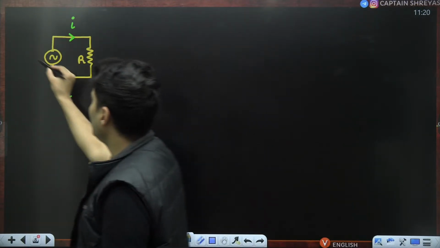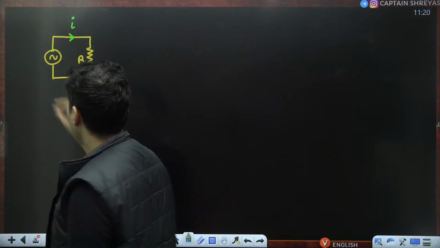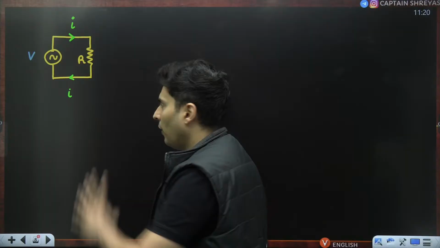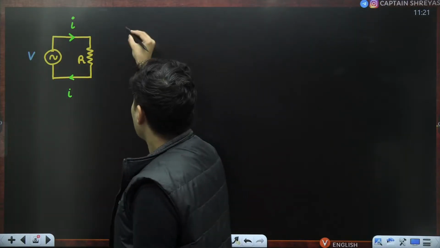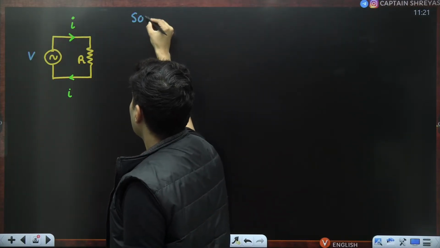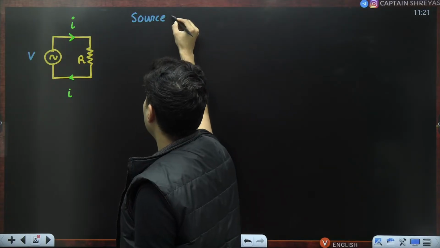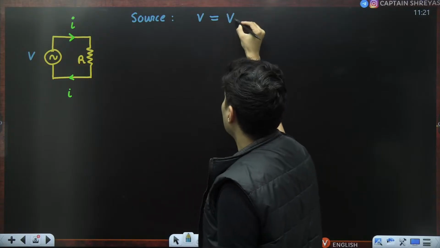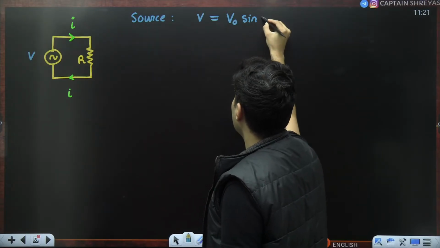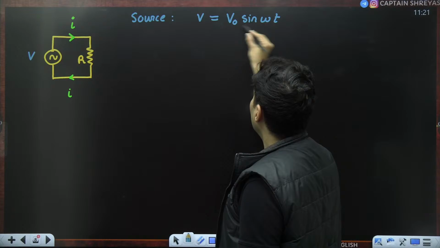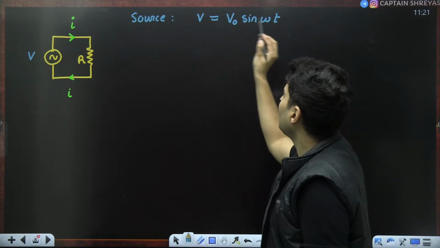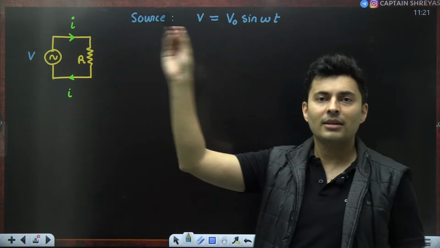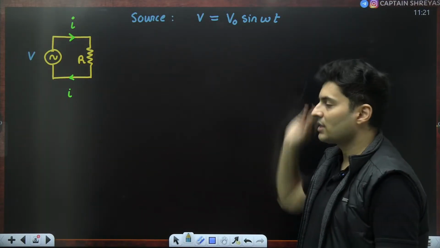Don't get scared if somebody uses E. It is the same as the voltage difference. Let's say I call it V also. Doesn't matter. Now observe. Imagine the source produces a voltage V which changes with time, and it looks like this: V0 sine omega t. Why is this like this? This is the equation of an oscillating, pulsating, sinusoidal, alternating voltage, whatever name you want to call it.